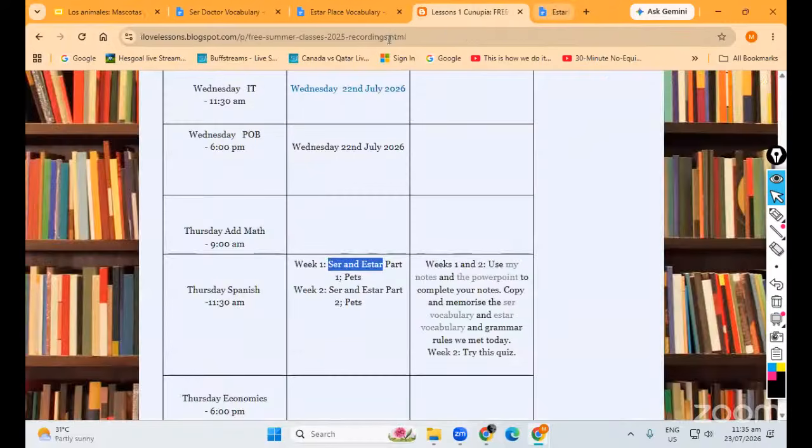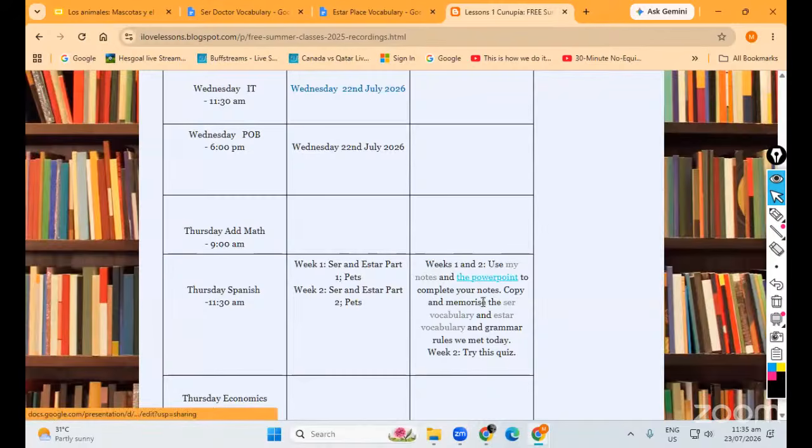And you'll see in the homework I have copy and memorize ser vocabulary and estar vocabulary, right? But it's homework for weeks 1 and 2, and also 3 and 4, and also Form 2, and also Form 3, and also Form 4, and also Form 5, right? I don't expect you by the end of summer to have memorized everything in it. But if you are a serious Spanish student, and if you're studying Spanish in the long term, it's a document that will help you keep your notes organized, move ahead with ser and estar, master it, right?